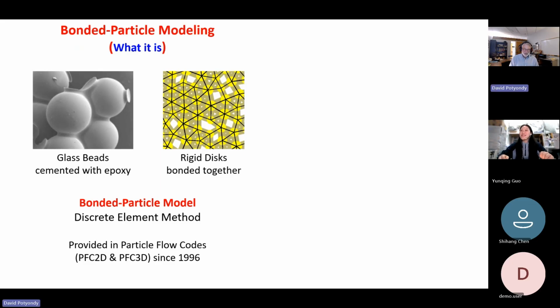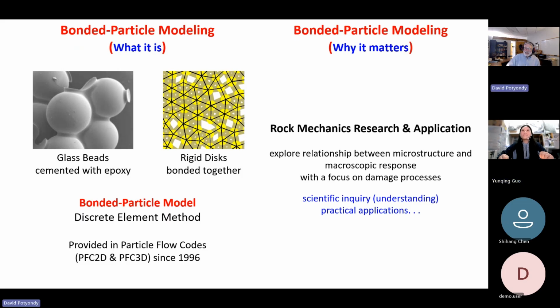Okay, so this is the idea of bonded particle modeling. That's what it is on the left. And now why do we care? Why does it matter, right? Because people are using it in the world of rock mechanics. They're using it both for research to study new things, but some people are actually using it for applications of real things and getting real answers with it. I'll show you an example of that.